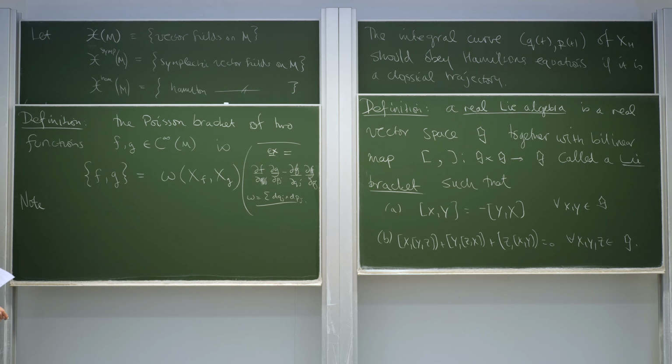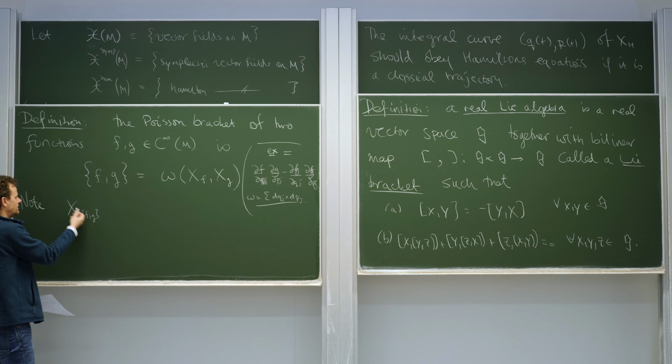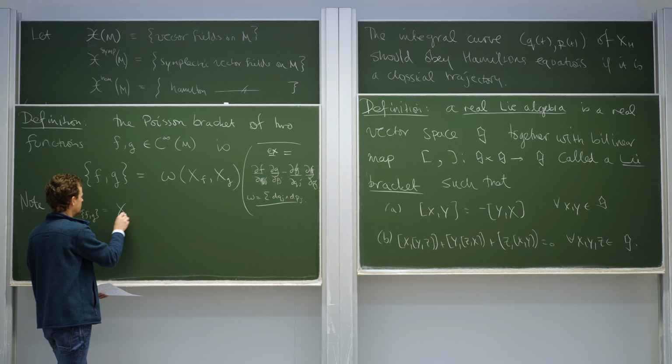So there's some neat little identities now to notice about this definition. Well, firstly, the Poisson bracket is a function, right? Takes two functions, gives you a function. So you can ask questions about that function. Is this function the Hamiltonian for some vector field? And the answer is, well, yes, it is. And you might wonder which vector field.